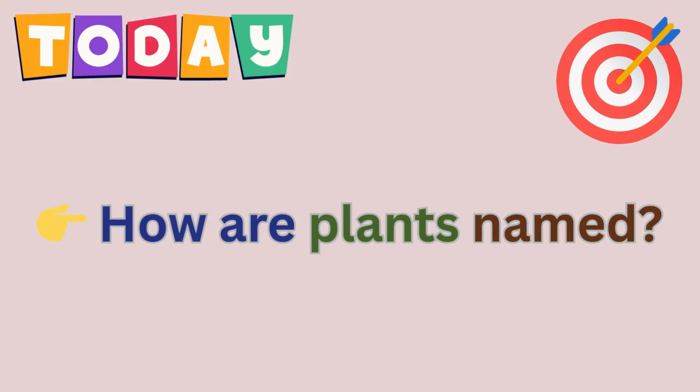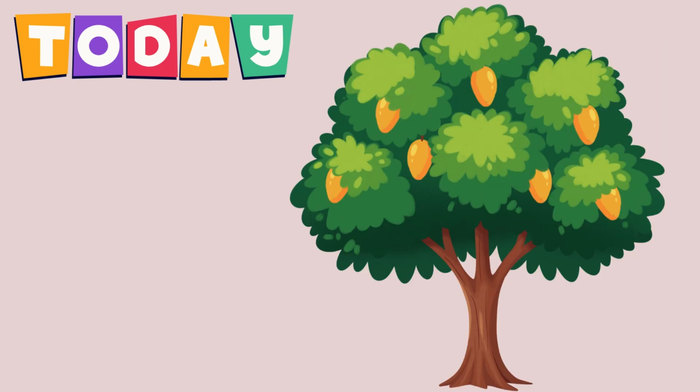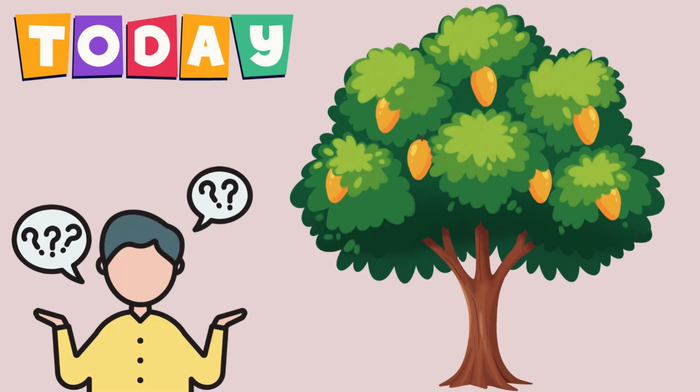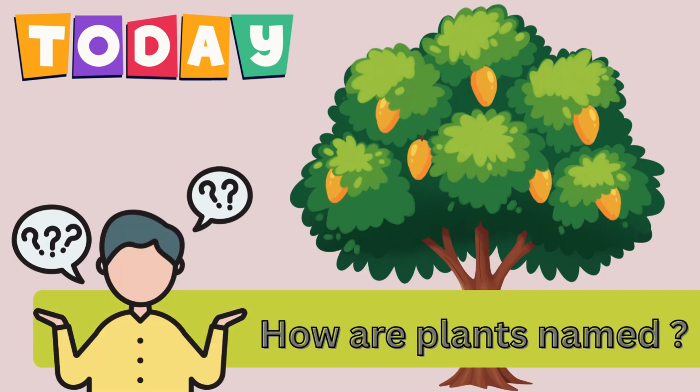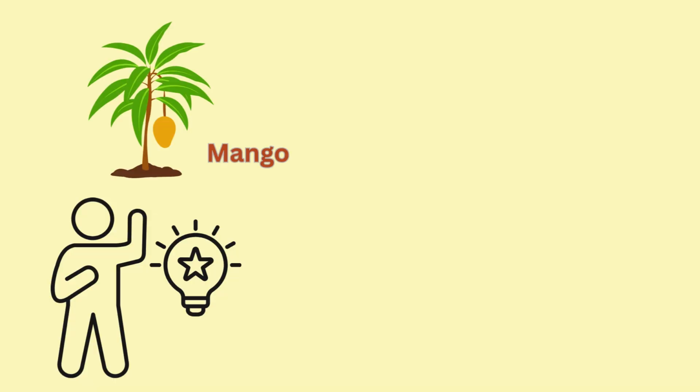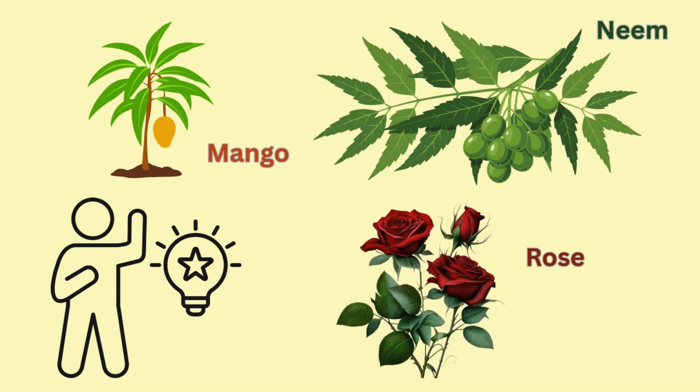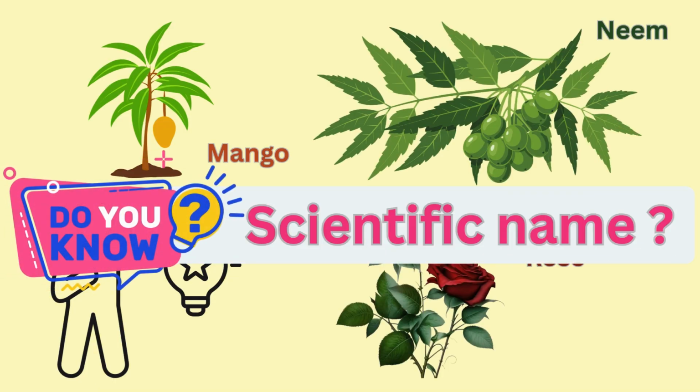And today we will learn a very interesting topic: how are plants named? You know plants like mango, neem, rose, but do you know their scientific names? Let's understand this step by step, in a very easy and clear way.